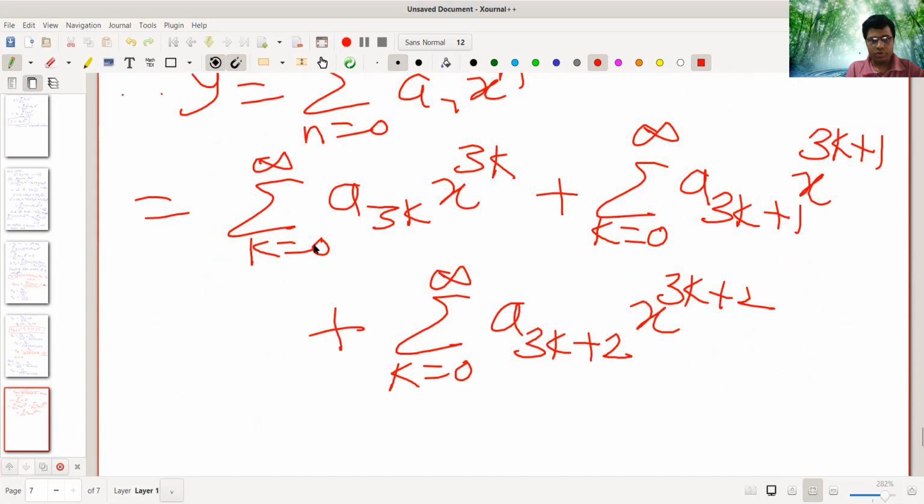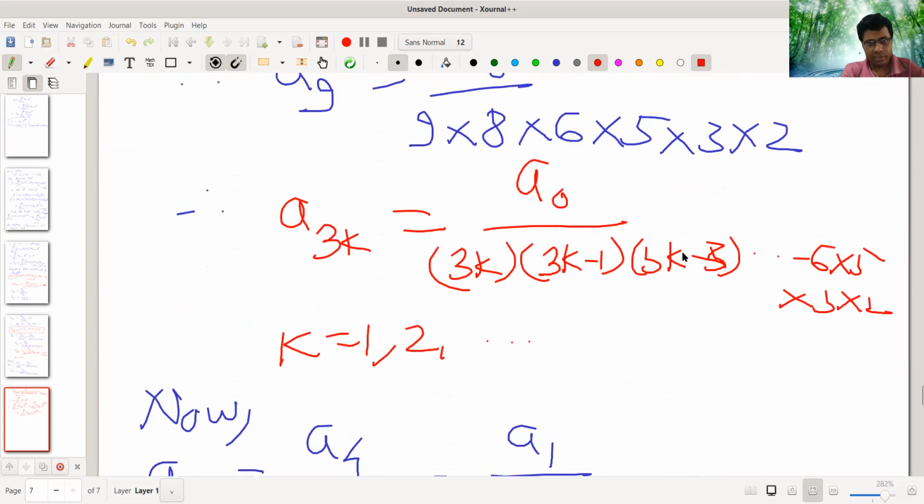So these are all the terms of summation an x raised to n. When k equals 0, here we have a0 x raised to 0. Then in the second term k equal to 0 gives a1x. In the third term k equal to 0 gives a2x square. So a0 plus a1x plus a2x square, plus again k equal to 1 gives a3x cube. Here a4x raised to 4. Here a5x raised to 5, and so on. Now we know all these values.